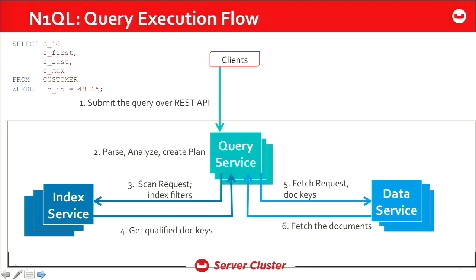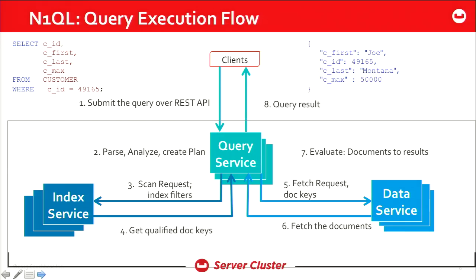Once the documents are retrieved, we do the further join, aggregation, other filtering, and limit and offset processing within the query service before we send the results back to the application. The data that is stored within the data service is JSON. The data that is returned here is in JSON form, and the query is NIQL. It's a SQL++.